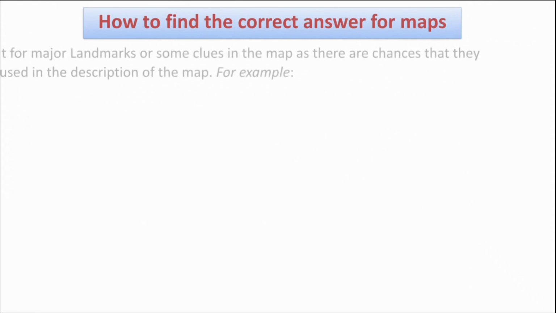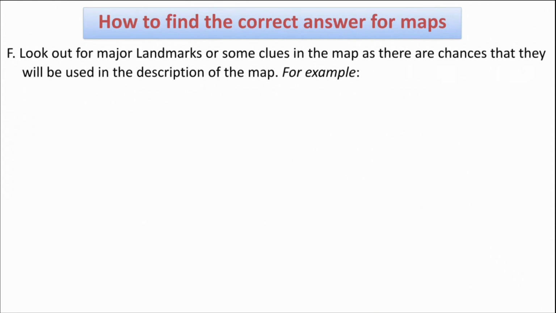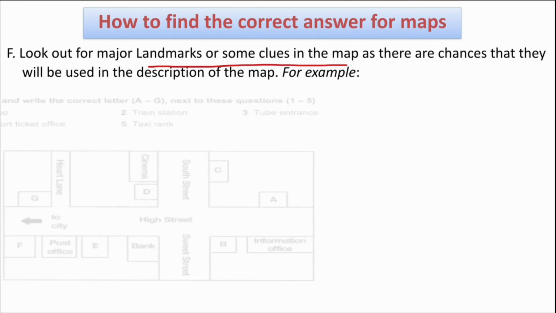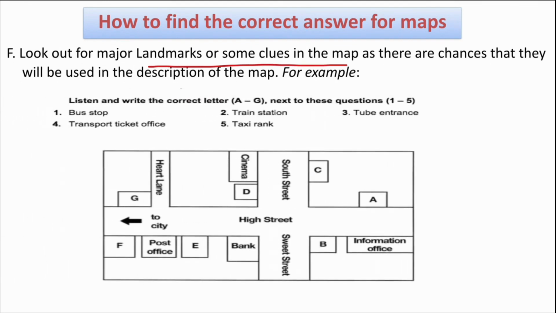The next strategy is related to marking the major landmarks and clues in the map. For example, I've used this one. It is written that you will listen to the audio and write the correct letter A to G for question number 1 to 5. So here A, B, C, D, E, F, G. First of all, you have to plot these things in the map. And how will you find the clues? It is very easy for these kinds of questions.